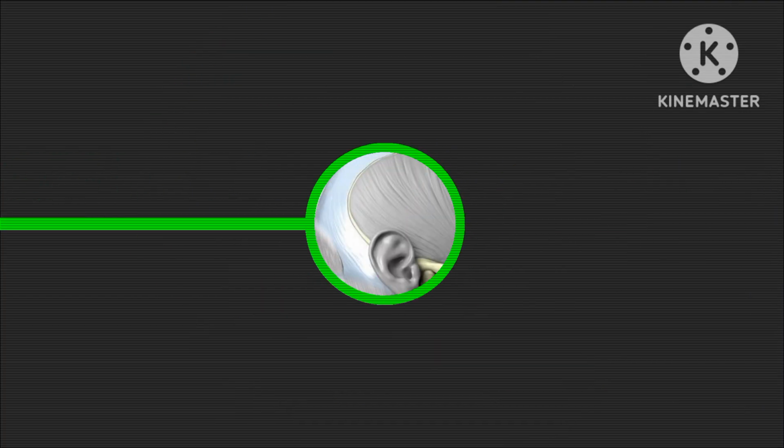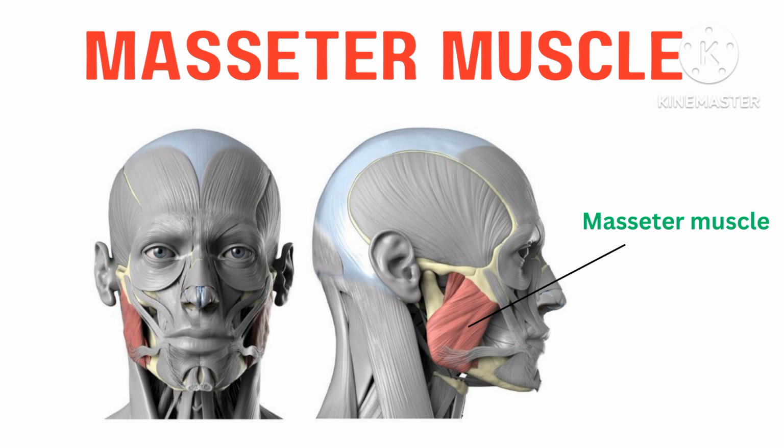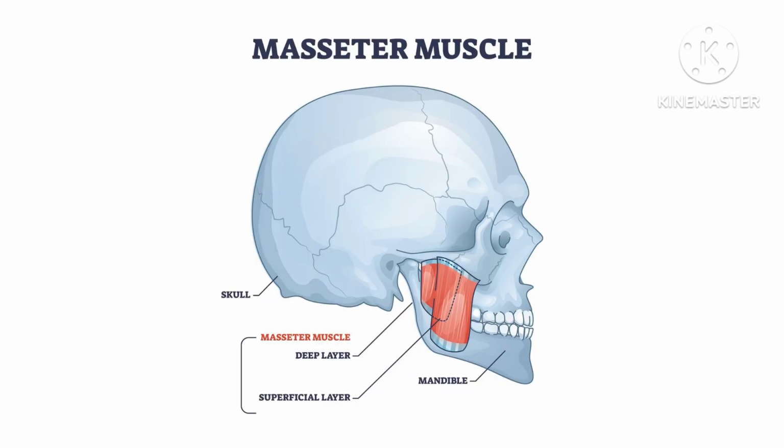Masseter muscle is a paired, strong, thick and rectangular muscle that originates from the zygomatic arch and extends down to the mandibular angle. It is one of the masticatory muscles. It is divided into two distinct parts.